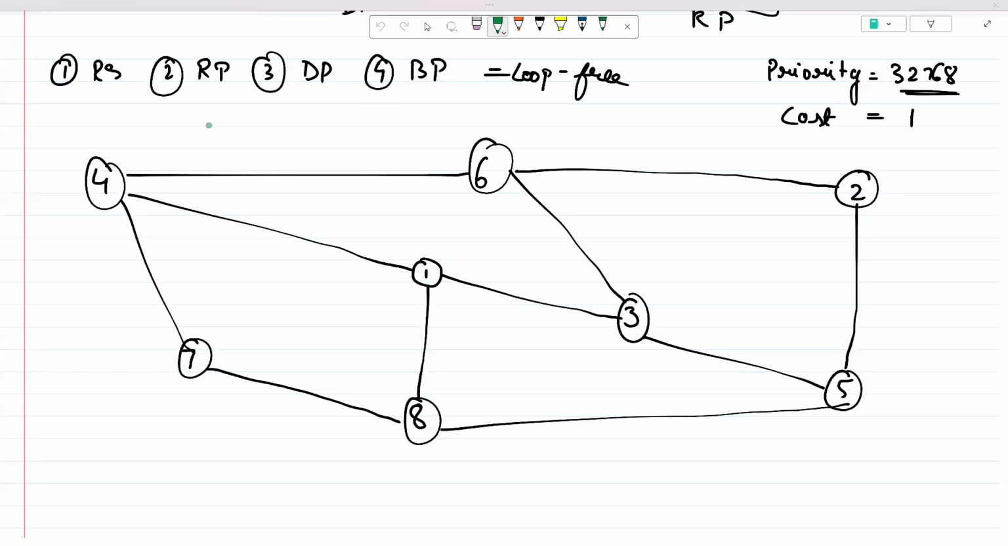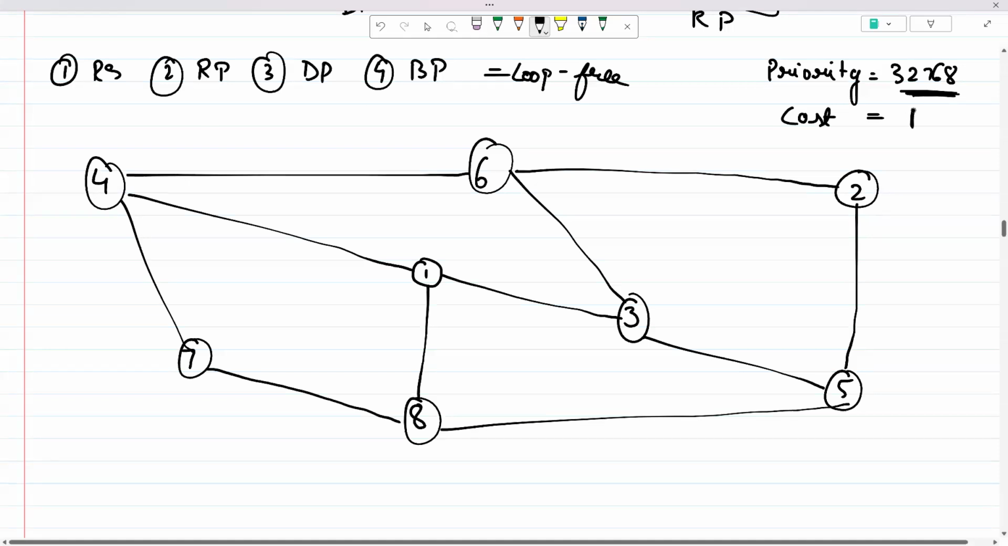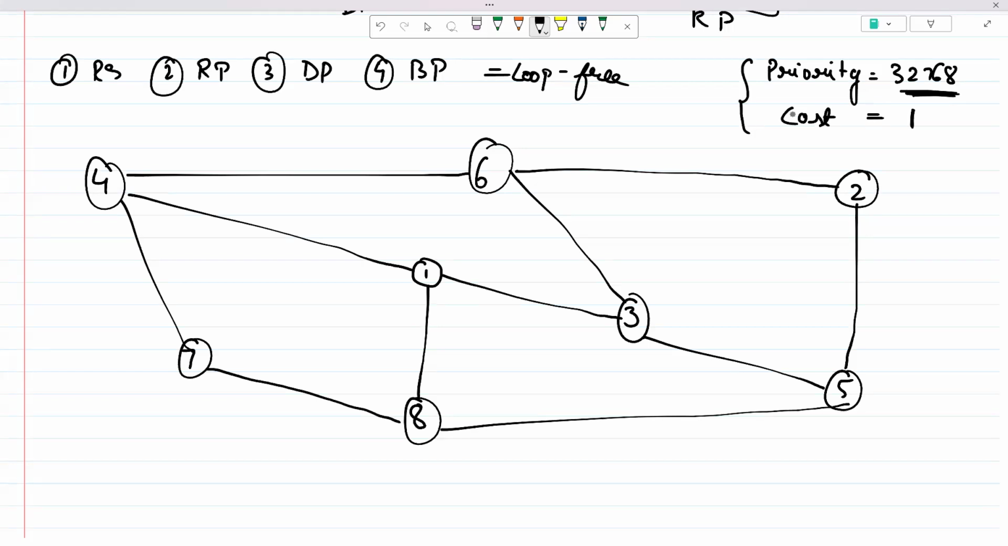So what I'll do, okay. As we had assumed, the priority is 32,768, right? And the cost is going to be 1. And the MAC addresses are respectively their numbers, 112233. So with these two conditions, where the priority is 32,768, obviously all of them will have a tie of priority. So the next election for the root switch.